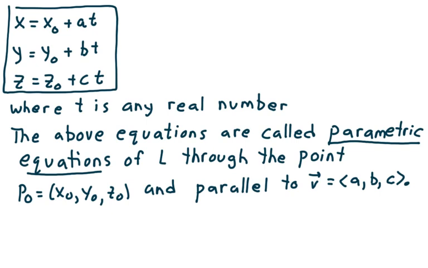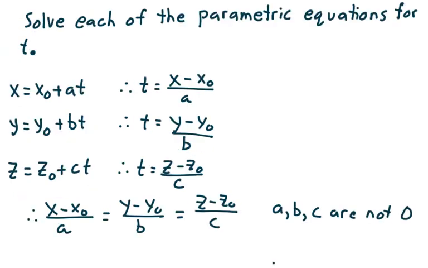Now, what we want to do now is solve each of the parametric equations for t. So if x equals x naught plus at, if I solve for t, I get x minus x naught divided by a. So I just subtract x naught on both sides and divide both sides by a. Of course, a can't be 0, because if a is 0, that doesn't make any sense, right?